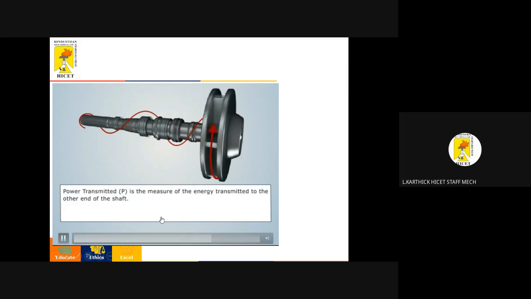So here the power transmitted, P, is the measure of the energy transmitted to the other end of the shaft. We can calculate this power by the general term P equal to 2 pi NT by 60. Here the word pi is used, and the unit of this power is watt. We already know T is the torque and N is the number of revolutions per minute. Energy is transmitted from the motor to the pump, right? So how do we calculate the power? With the help of this equation, 2 pi NT by 60, we calculate the power in watts. Okay.